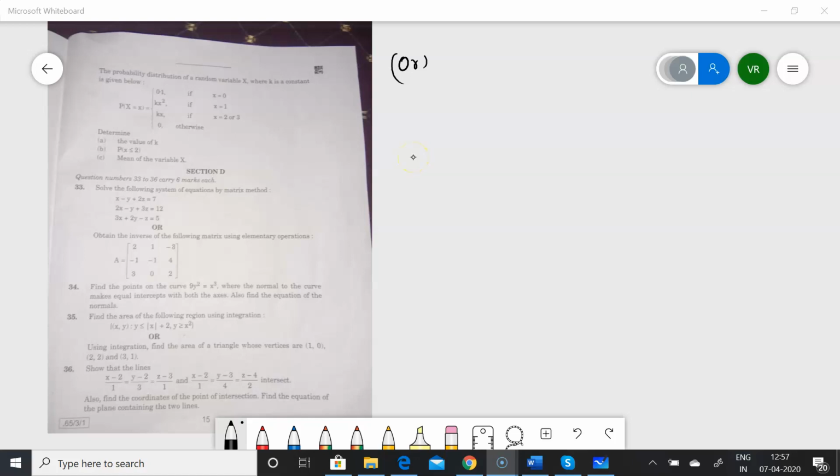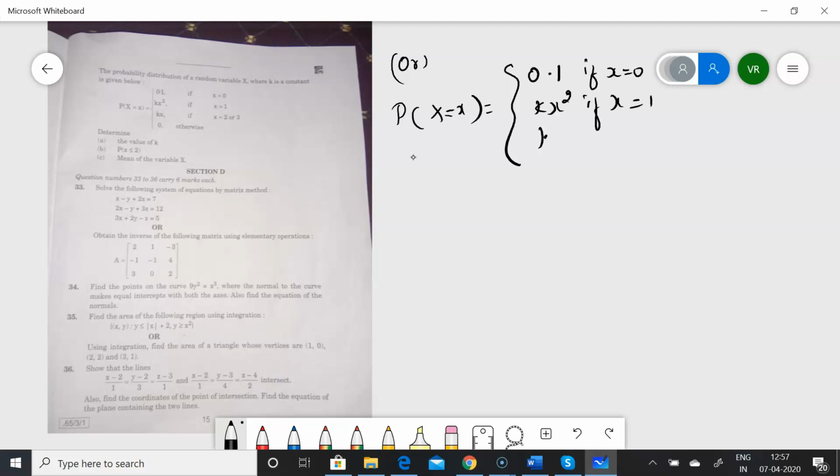Now look into the OR sum. The probability distribution of a random variable x, where k is a constant, is given below. P of x is equal to 0.1 if x is equal to 0, kx squared if x is equal to 1, kx if x is equal to 2 or 3, and 0 otherwise.